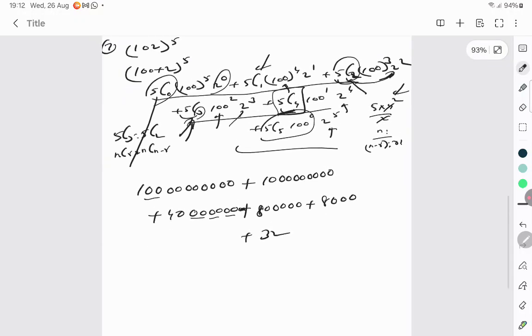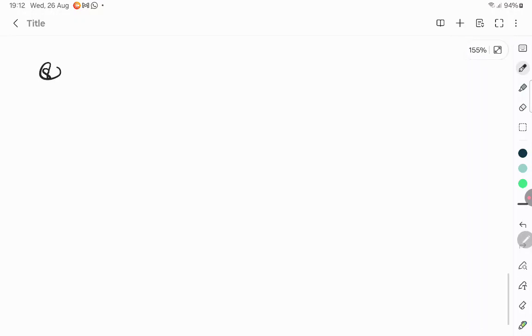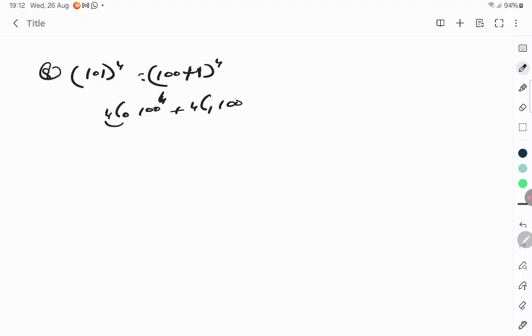So that's the 7th question. Let's do the 8th question. 101 the whole to the power 4 is 100 plus 1 the whole to the power 4. It's only with a plus. So it's 4c0 100 to the power 4. 1 to the power any number can be ignored; whenever a 1 comes, I'll ignore it. Plus 4c1 100 to the power 3, plus 4c2 100 to the power 2, plus 4c3 100 to the power 1, plus 4c4 100 to the power 0.